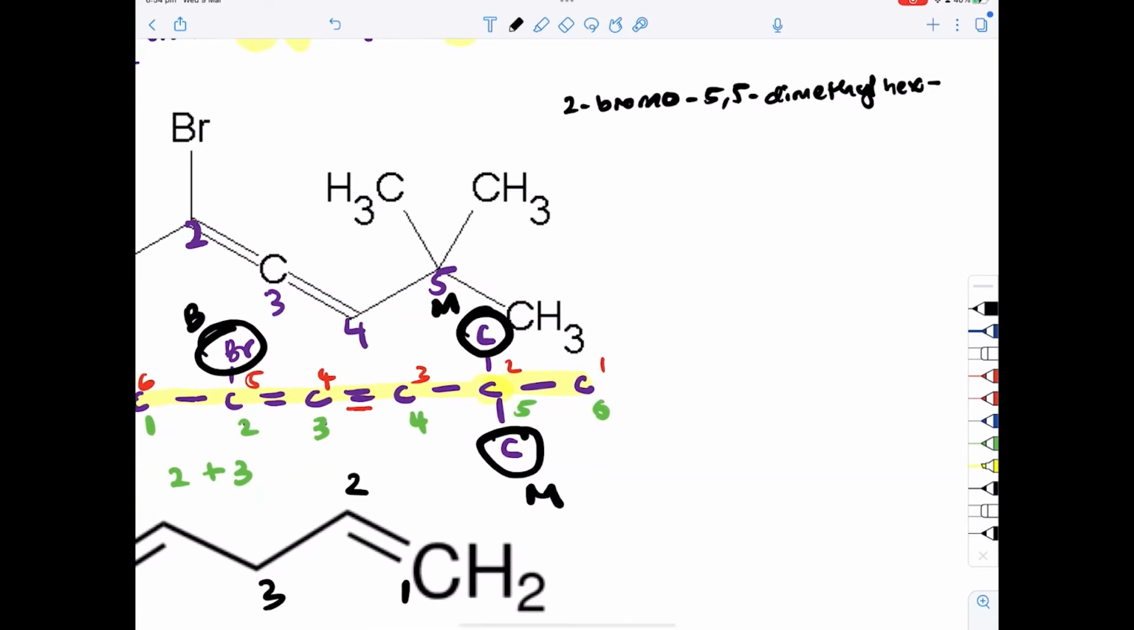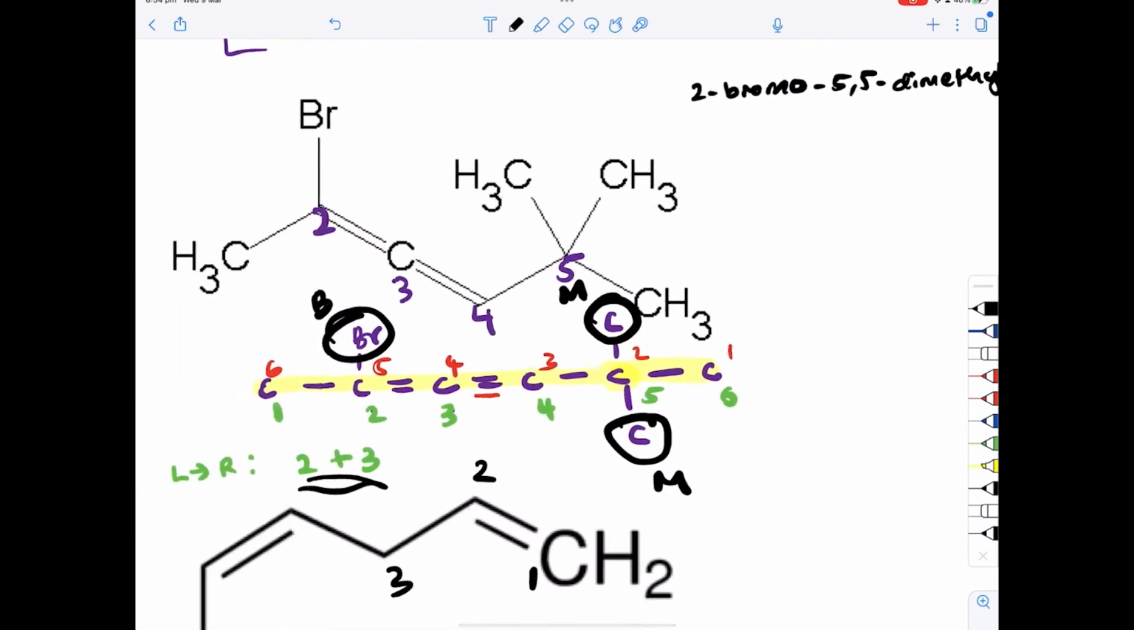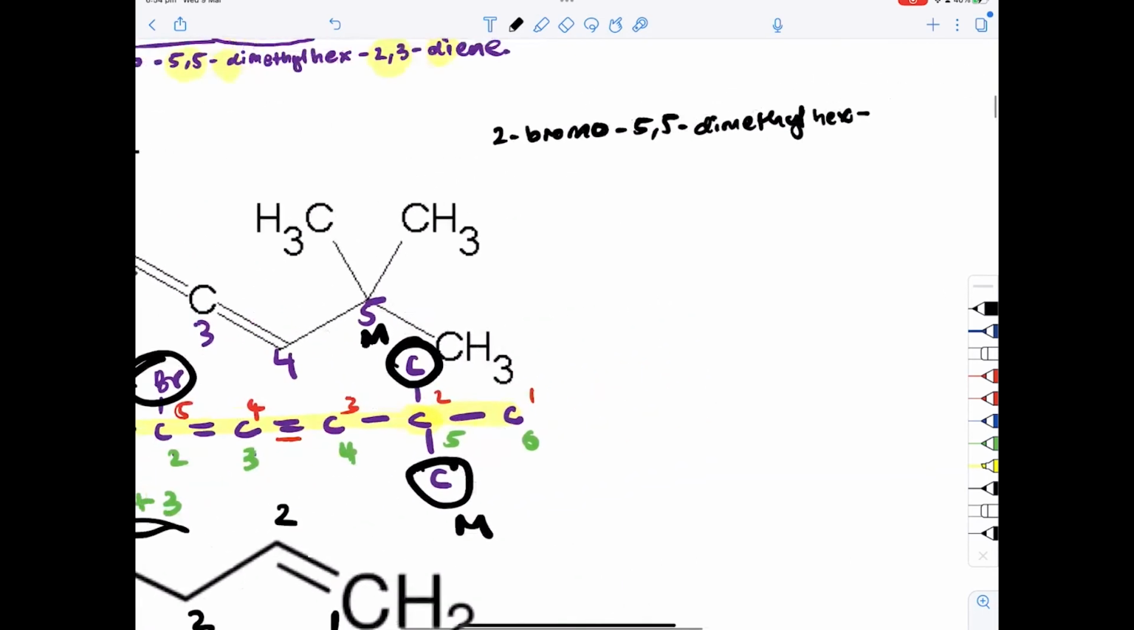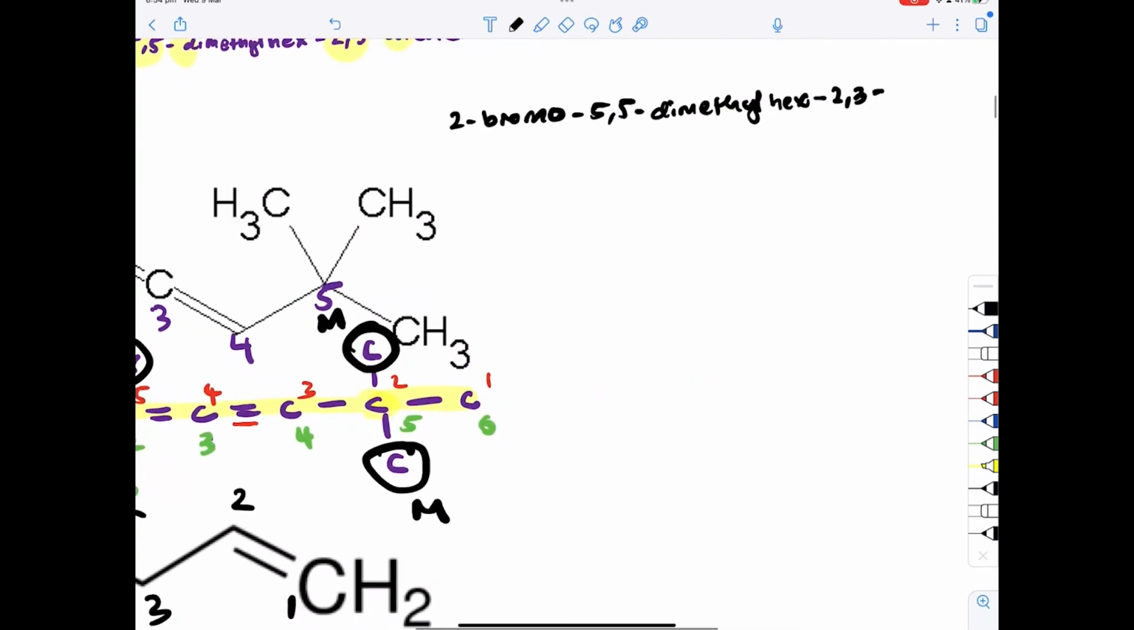And there are two double bonds. So I'm going to put a dash. And what's the position of those two double bonds? What did we say? 2 and 3. Good. So 2, 3. And what are you going to end it with? It typically ends as ene, but since there are two double bonds, what are you going to call this? Diene. Good. Diene. Very good. And that is it. That's the naming for this alkene.